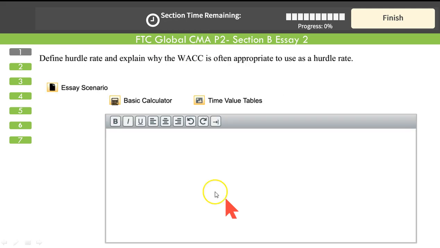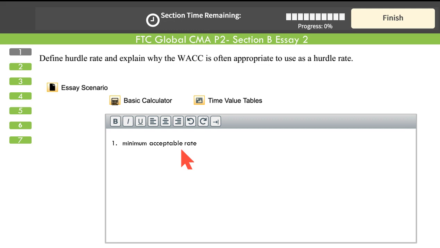But there are 7 questions. The first question says, define the hurdle rate, and then explain why the WACC is often appropriate to use as a hurdle rate. First, you need to define hurdle rate. Hurdle rate is the minimum acceptable rate. That is the rate a project should jump or cross in order to be profitable.